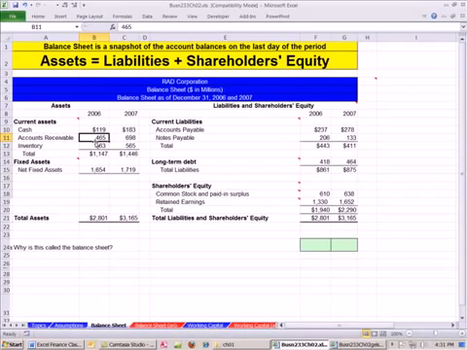So cash, accounts receivable, inventory. These are all classified as current assets because these can be converted into cash in a year or less, or the normal operating cycle. Now think about this. Accounts receivable, hopefully we're going to collect it within the next 30 days or 60 days or whatever it is. Inventory, the whole point of having inventory in your store is so you could sell it and get cash. So current assets.